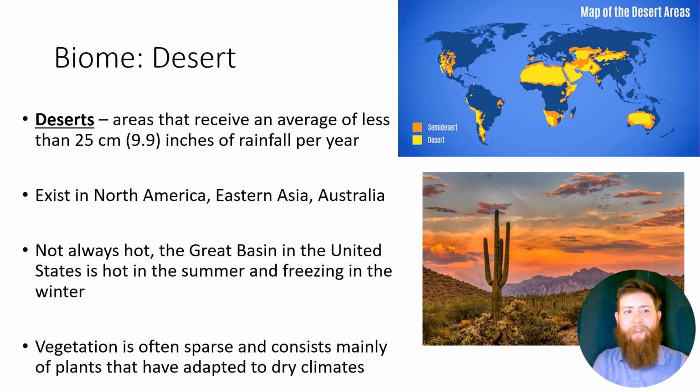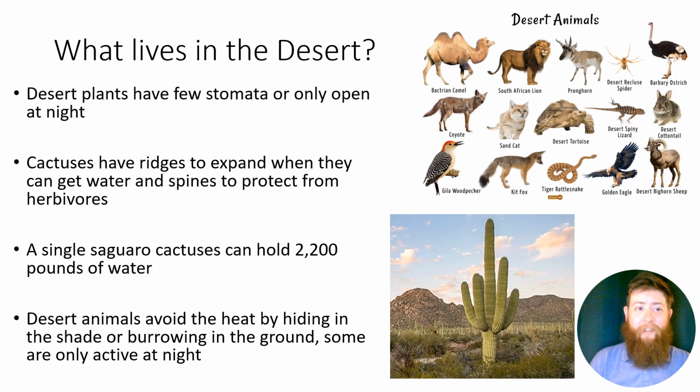Our next biome is the desert, and these are areas that receive an average of less than 9.9 inches or 25 centimeters of rain each year. They exist all over the world in North America, East Asia, Australia. And these aren't always hot. For example, the Great Basin in the United States is hot in the summer and freezes in the winter. And even in other deserts, the area does become colder at night, like 30 degrees colder. The vegetation in these areas is often sparse and usually consists of plants that have adapted to drier climates, things like cactuses and shrubs.